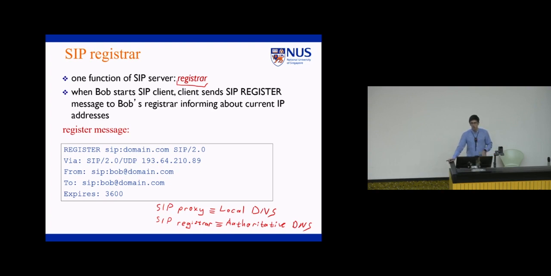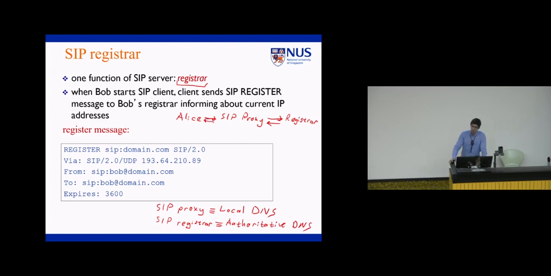But how does a SIP registrar know the IP address of Bob's clients? So it goes like this, right? Alice sends to the SIP proxy to resolve the IP, and the SIP proxy sends that request to the SIP registrar, and then the SIP registrar will reply back to the SIP proxy, and then it will go back to Alice.